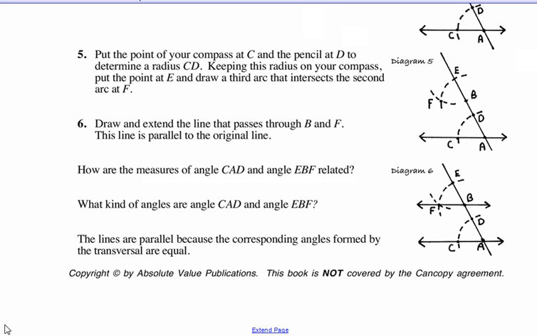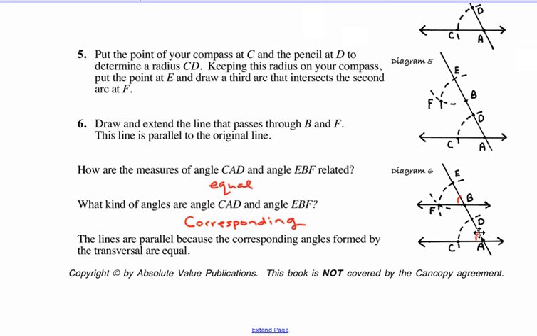Just a quick question: how is angle CAD related to EBF? They're corresponding angles, right? And if angles are corresponding, then we know from the previous lesson that the lines must be parallel. So AC is parallel to BF. Sorry, that goes on the next one. They're corresponding, and what do we know about them? Those angles are equal.